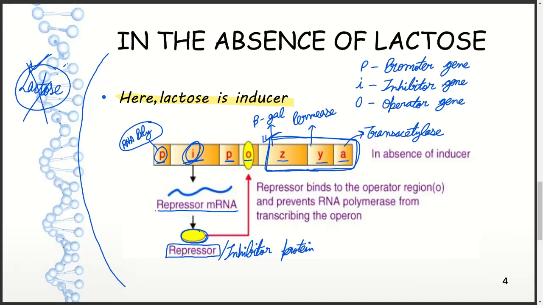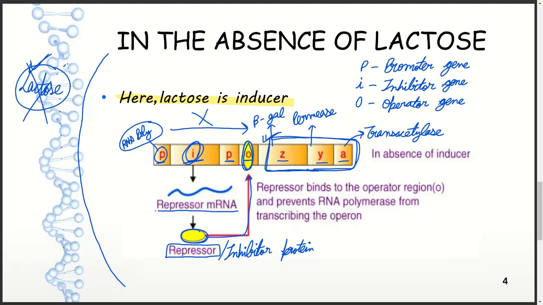The protein which is synthesized here binds with the operator. As you can see in this image, the protein goes and binds with the operator gene, and due to this our RNA polymerase does not get space to slide over it, and because of this the structural genes will not get transcribed. So this is the scenario I have explained to you. What happens in the absence of lactose has been explained so far.